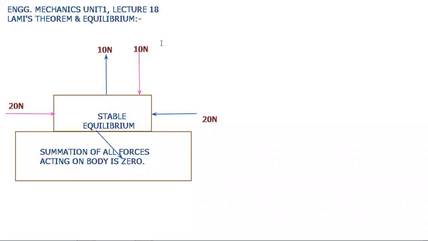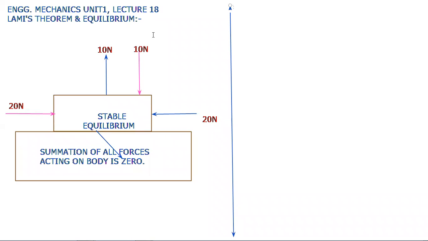Now what will happen is that this force 20 Newton is acting in negative x direction, while this force is acting in positive x direction. This force 10 Newton is acting in positive y direction, while this 10 Newton force is acting in negative y direction. So all these forces will cancel each other. Cancel each other means if we technically do the summation of Fx and summation of Fy, then their summation will be zero.